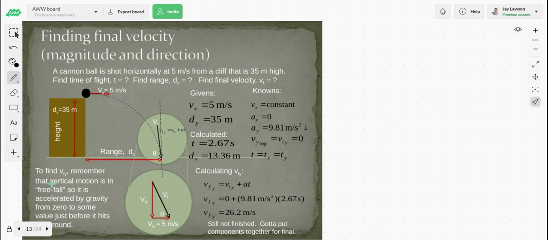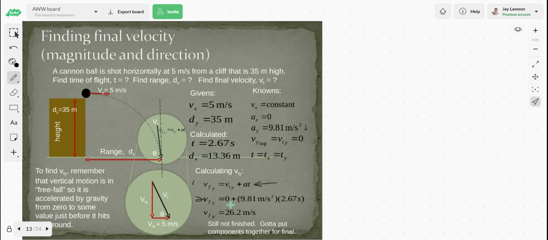So to find VFy, remember that vertical motion is in free fall. So it is accelerated by gravity from 0 to some value just before it hits the ground. This is going to go back to what we've done in the past. You've done this before. So to calculate it, we're going to use this kinematic formula. Again, I would go back to my list of formulas, figure out what I know and what I can solve, and you would arrive at this. You'd find that was the formula you needed to use. Then I'm going to substitute my values. This is step 1, step 2.